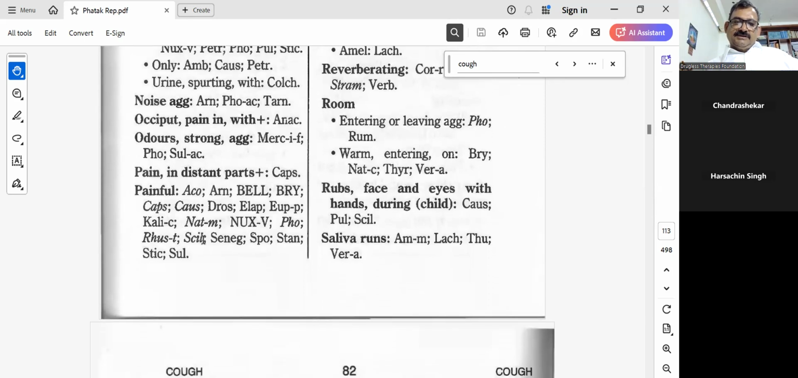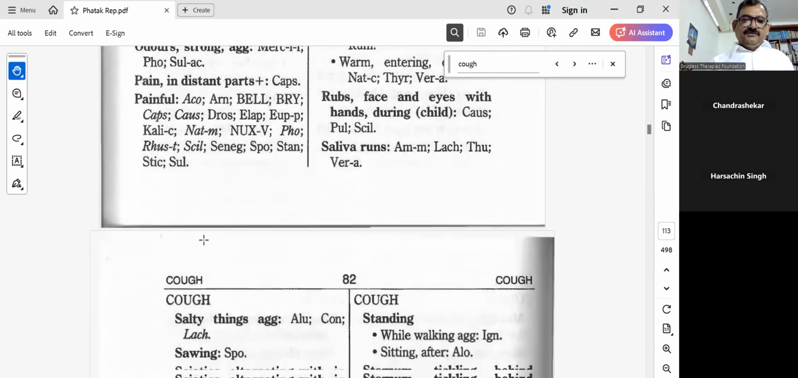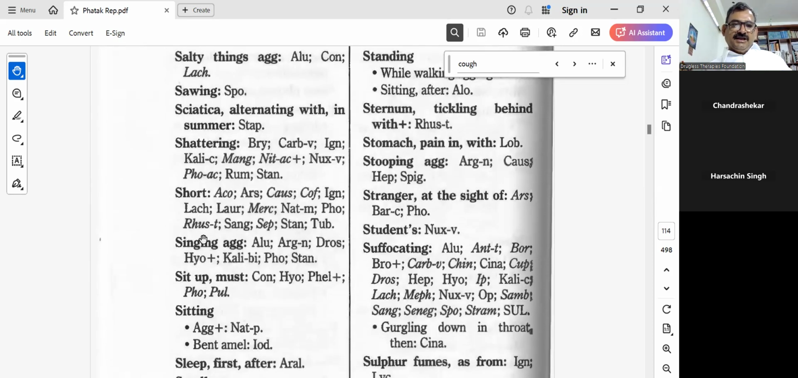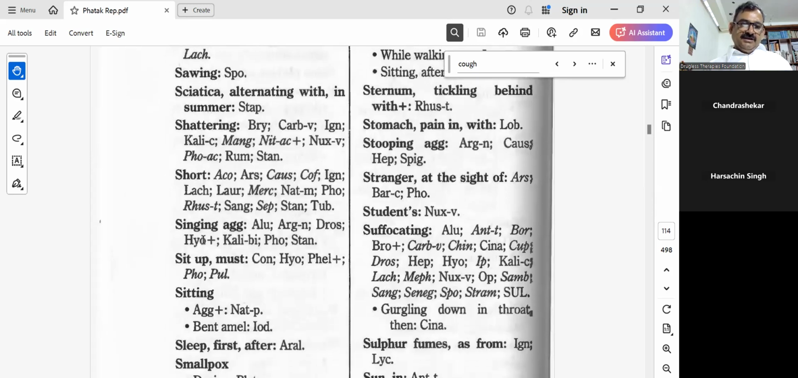So phosphorus and Rumex: rub face and eyes with hand during cough. Children rub the face with the hands, and they get a cough. So beautiful it is, it is so delicate. You will get one or other type of symptoms here.